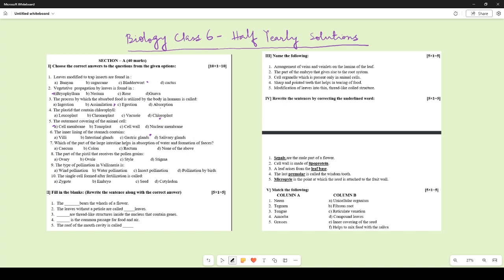Which part of the large intestine helps in absorption of water and formation of feces? It is colon, not cecum or rectum or none of the above. The part of the pistil that receives the pollen grain is stigma. The pollen grain comes and falls on stigma. The type of pollination in Vallisneria is water pollination. The single cell formed after fertilization is called zygote. So that was that for the MCQs.